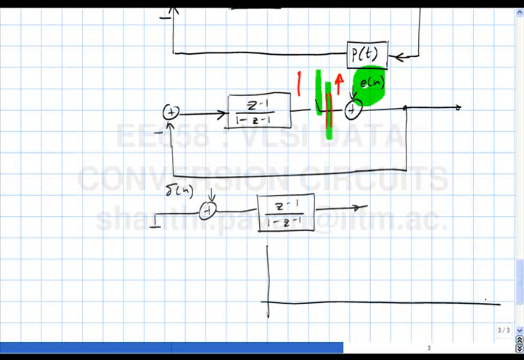First sample will be, for those of you who have not realized it, what is 1 by 1? If I put delta of n into 1 by 1 minus Z inverse, what do you think you will get? It's the impulse response of an accumulator, which is U of n. So 1, 1, 1, 1. Z inverse by 1 minus Z inverse will give you a 1 sample delay. So the output will be 0, 1, 2, 3, 4, 5, 6, 7.